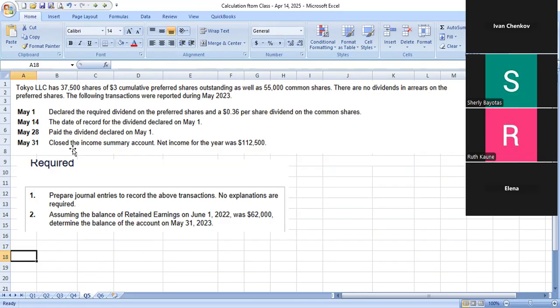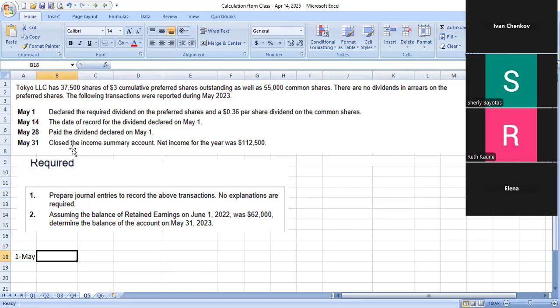So let's go first, May 1st. What's going to happen on May 1st? Is there any entry that we have to show on May 1st? Remember, for the shares, we have 3 dates: declaration date, date of record, and payment date. So now we're on the declaration date. Do we have to do anything on the declaration date? No. Why not? What kind of dividend are we going to pay? What dividend is this?